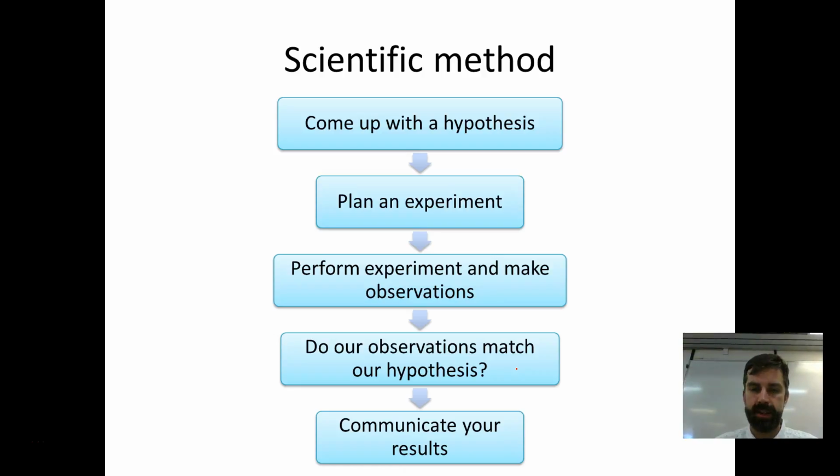Okay, once they've done this experiment, got their observations, then they communicate their results. And the way they might do this is through writing a report or talking to some other scientists. They might go on the internet and make a video or go onto Facebook. There's all sorts of ways that scientists communicate their results.